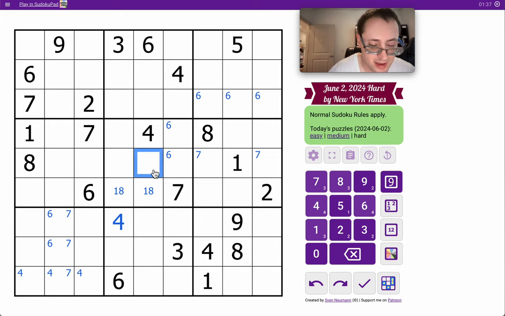Okay, 3 has to be there. It can't be 1 or 8. I don't have any 3s in rows 4 or 6 to follow up on it. And on the right, I'm going to have an 8 in one of 3 spots. And a 1 in one of the same 3 spots. I think that's all I get. Yep.